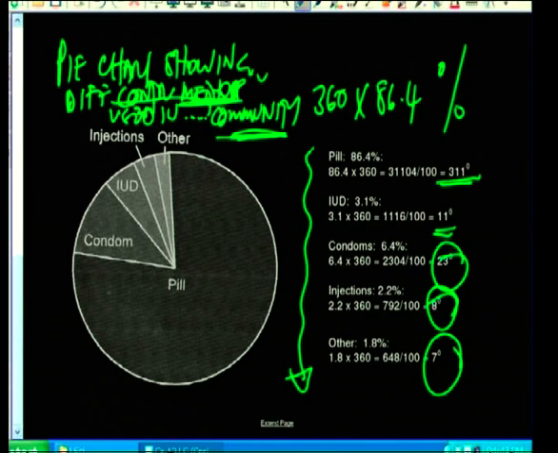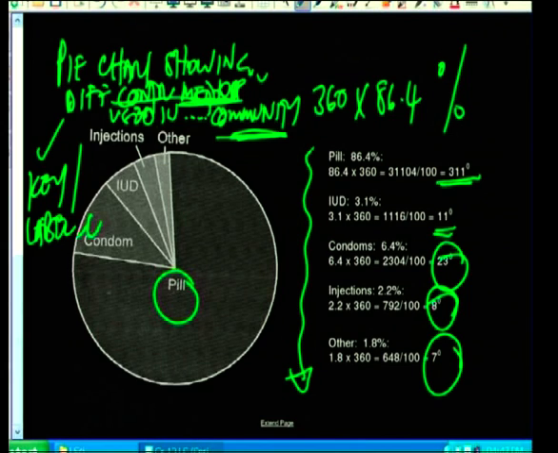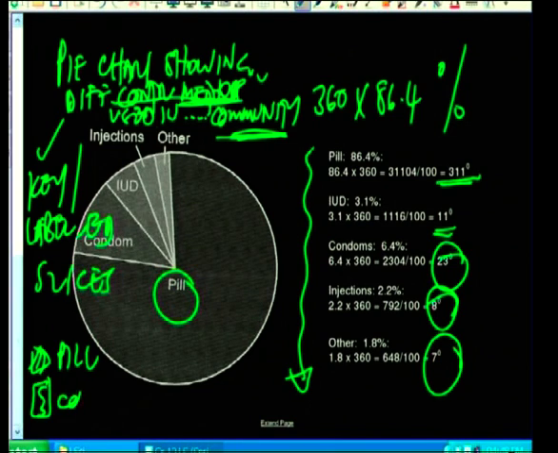can write down in each segment, for example, the pill, the condom, IUD, injections, other. You put it on there. So you are getting another mark for providing a key, or in this case, you labeled the slices. You label them. Or you can put shades and the rest of it, and you have keys at the bottom, that this one is the pill, and this one here is the condom, etc.